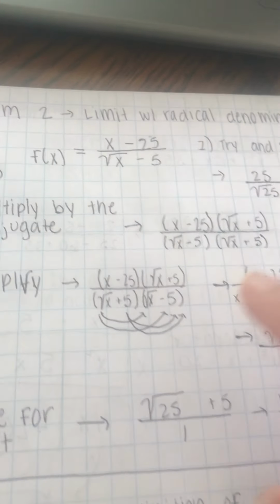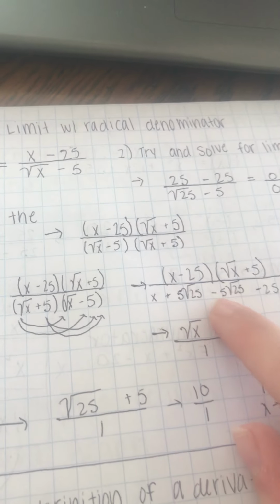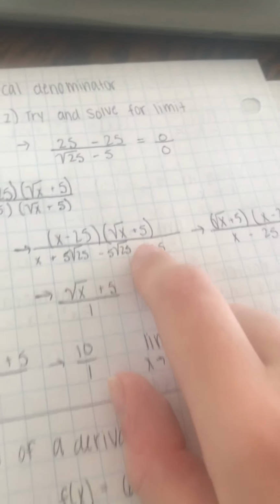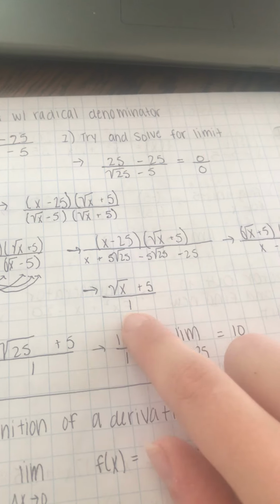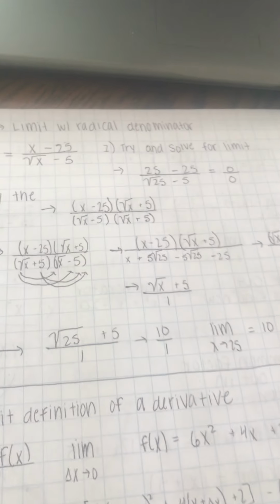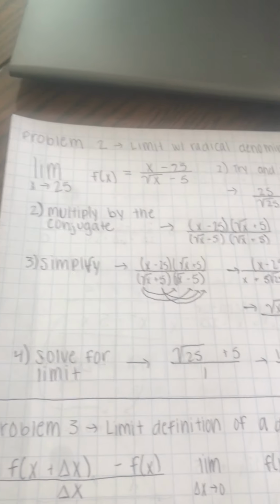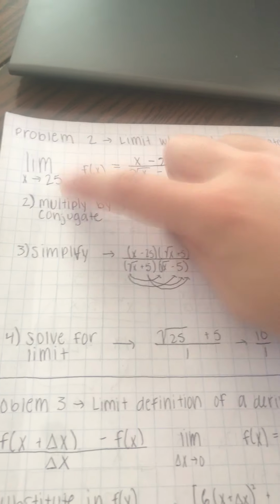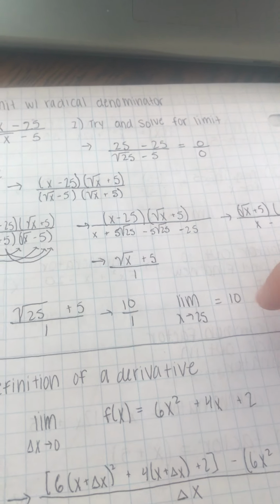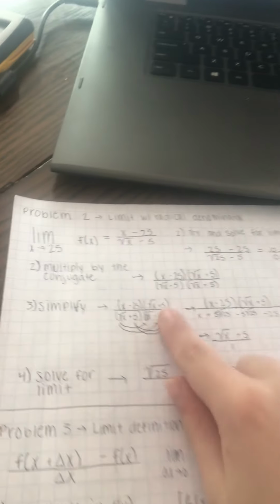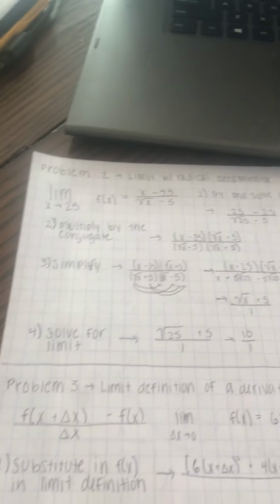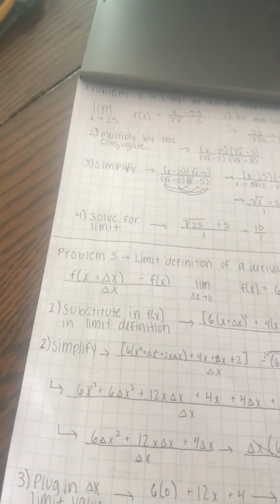And when I did that, I was able to cancel out some stuff on the bottom and the top, and I was able to get just a root x plus 5 on the top and a 1 on the bottom. And then when I plugged my original limit value, which was 25, in, I was able to get my limit is 10. So that's sort of what happened here. This is just me distributing and all that. So that's my math there. If you see, it's simplified. I have all my steps written out.